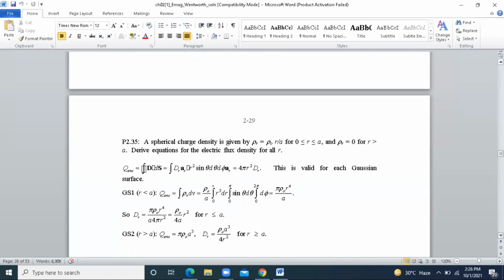First, use the equation for Gaussian surfaces. It says the enclosed charge is equal to the contour integral of the flux density, D dot dS. This is supposed to be a circle and this a dot. So Q enclosed is the integral over the closed surface of D dot dS, right? Yes, sir. Okay, continue.